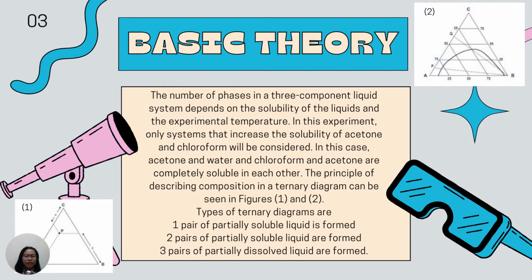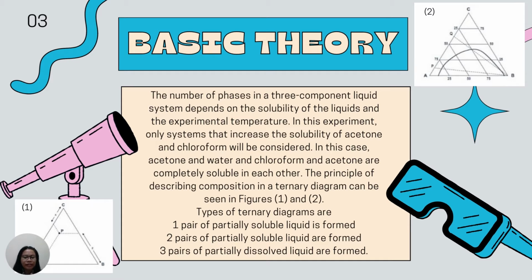The basic theory: the number of phases in a three-component liquid system depends on the solubility of the liquids and the experimental temperature. Suppose there are three liquids A, B, and C. A and B are partially soluble in each other. The addition of substance C into a mixture of A and B will increase or decrease the mutual solubility of A and B. In this experiment, only systems that increase the solubility of acetone and chloroform will be considered.